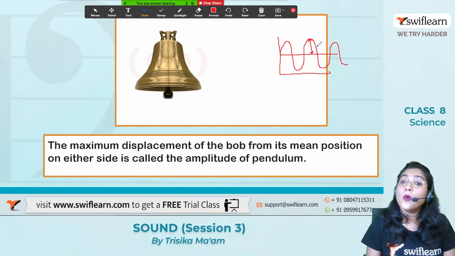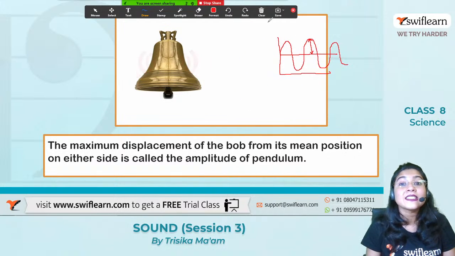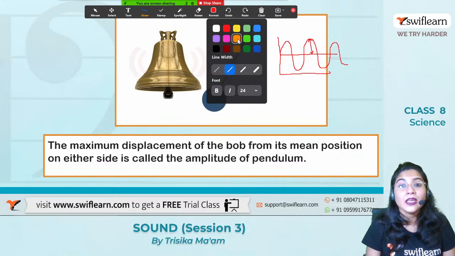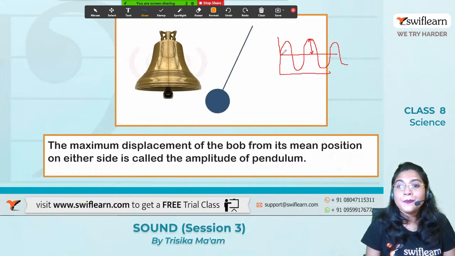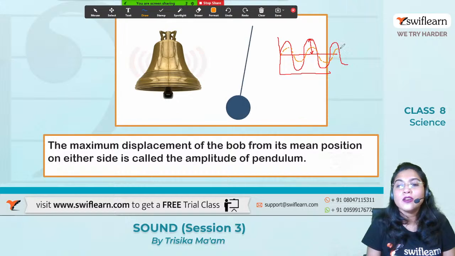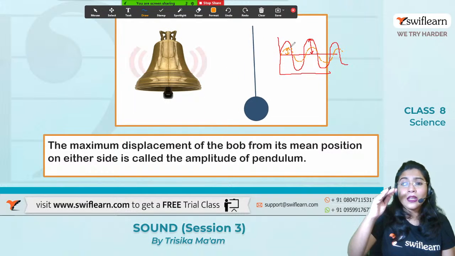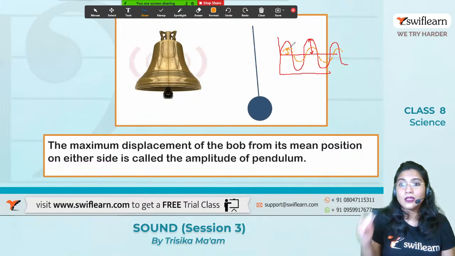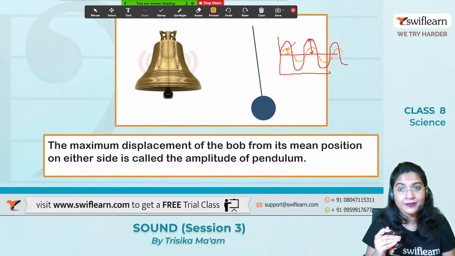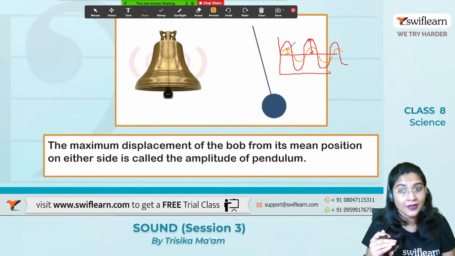If it is more, then we can say the sound will be more loud. And if the distance between the mean position and the extreme end of the sound wave is less, like this one, then we can say that the sound is feeble or a low loud sound, right? So it is not that much loud.